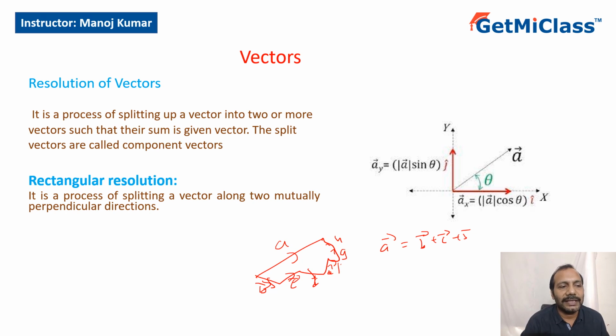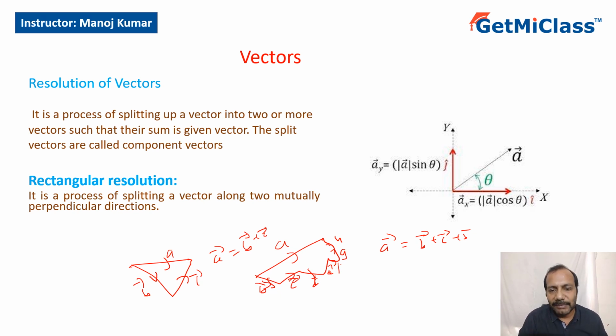Or if I just take a triangle, I have one vector, I draw it like this. This is A, let's say this is B and this is C. Then I can say A equals B plus C, where B and C are the components of vector A. Alright. So what is resolution of vector? It is splitting a bigger vector into smaller vectors.